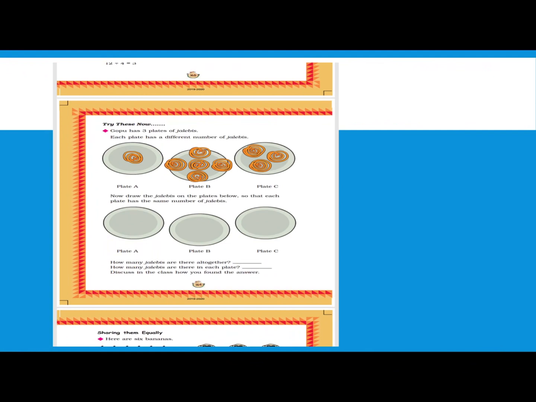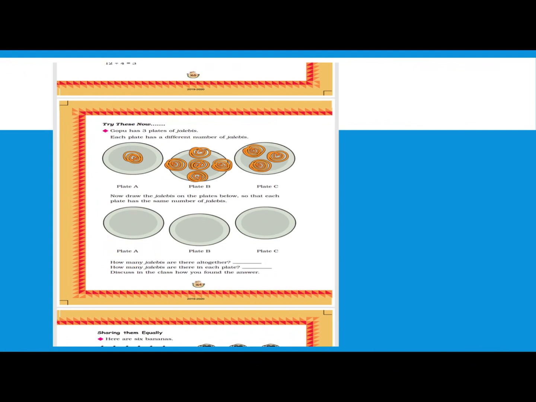Gopu has 3 plates of jalebis. Each plate has a different number of jalebis. The first plate is having 1 jalebi. The second plate is having 5 jalebis. And the third plate is having 3 jalebis. So children, how many jalebis are there now? There are 9 jalebis.